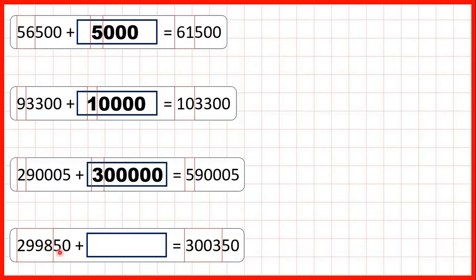Now if we add 5 to 2,998, we get 3,003. So our missing number is 500, because the last 2 digits of our number have stayed the same in our answer, and 2,998 plus 5 is 3,003.